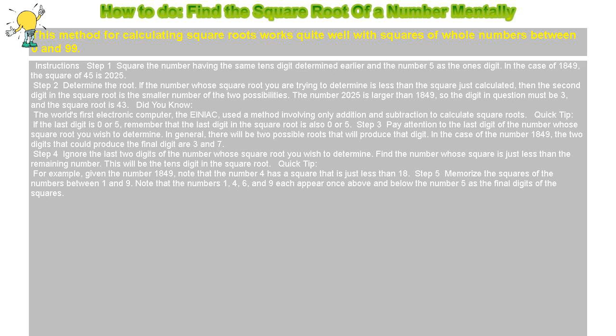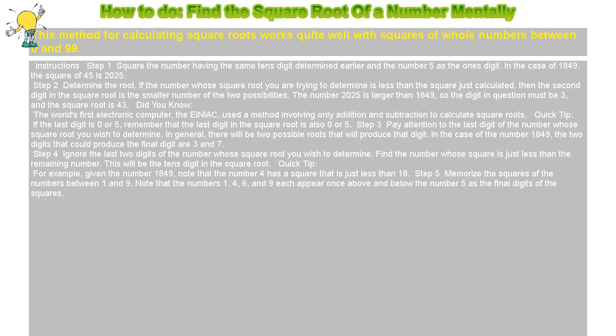Step 2. Determine the root. If the number whose square root you are trying to determine is less than the square just calculated, then the second digit in the square root is the smaller number of the two possibilities. The number 2025 is larger than 1849, so the digit in question must be 3, and the square root is 43.